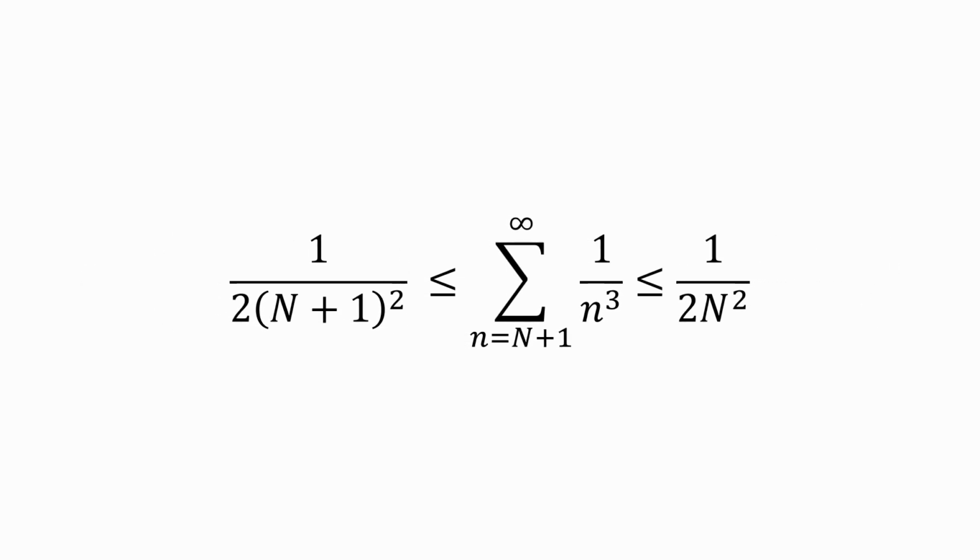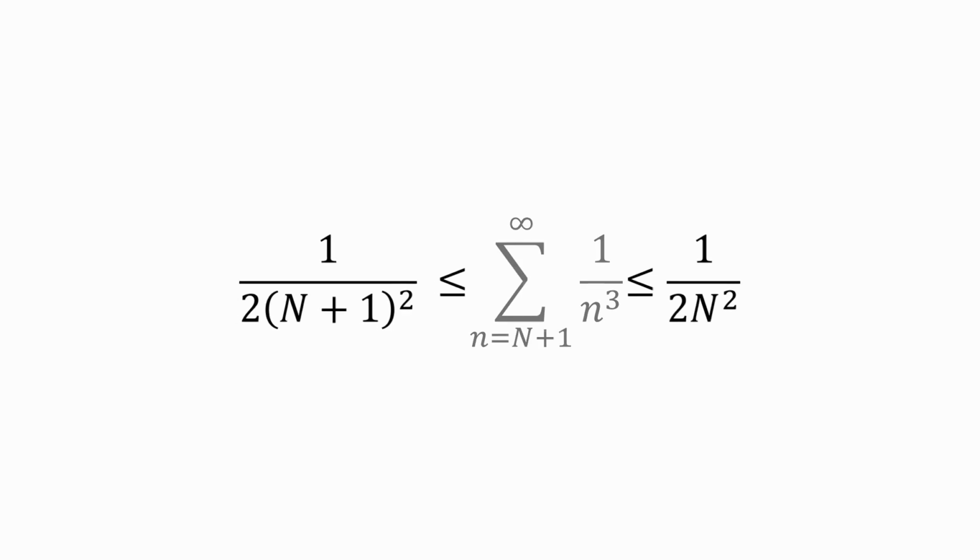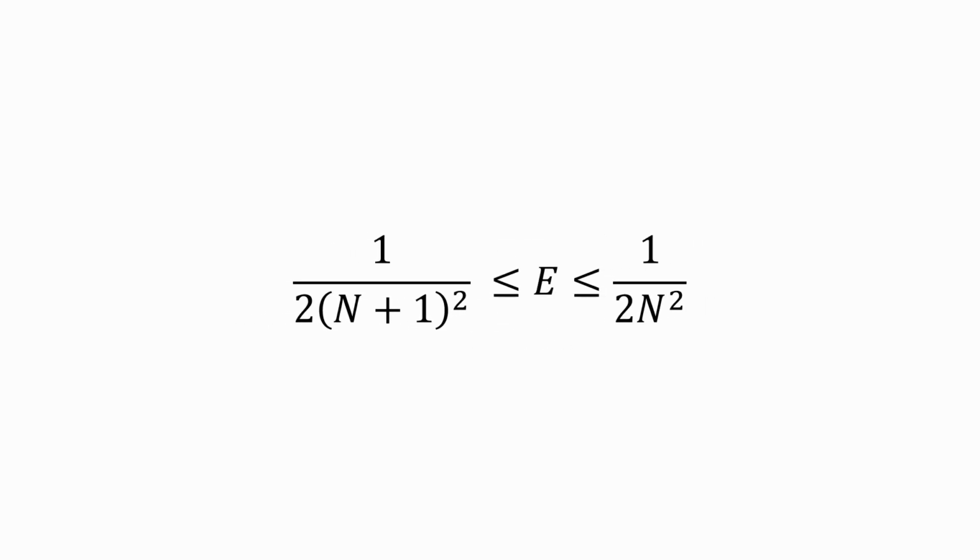Let's relabel the discrete sum in the middle to e, as it represents the error. We now have two inequalities. 1/2(n plus 1) squared is less or equal to e, and e is less or equal to 1/2n squared.